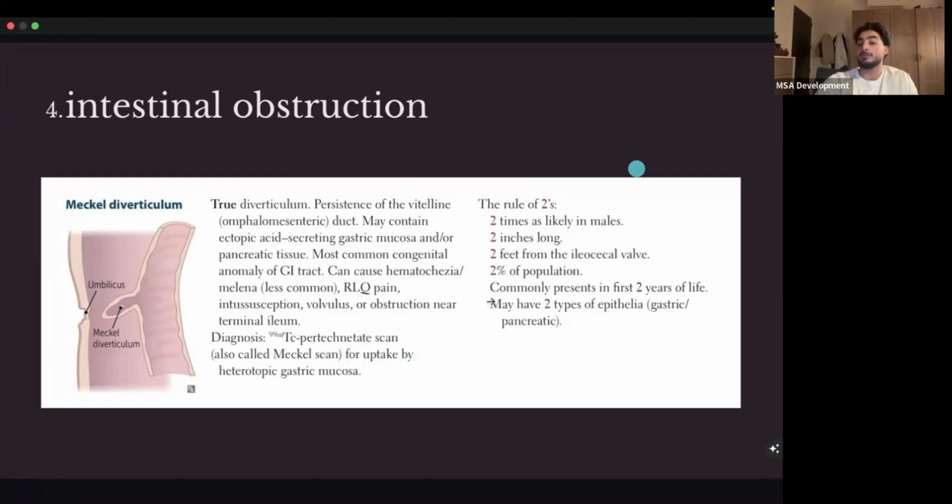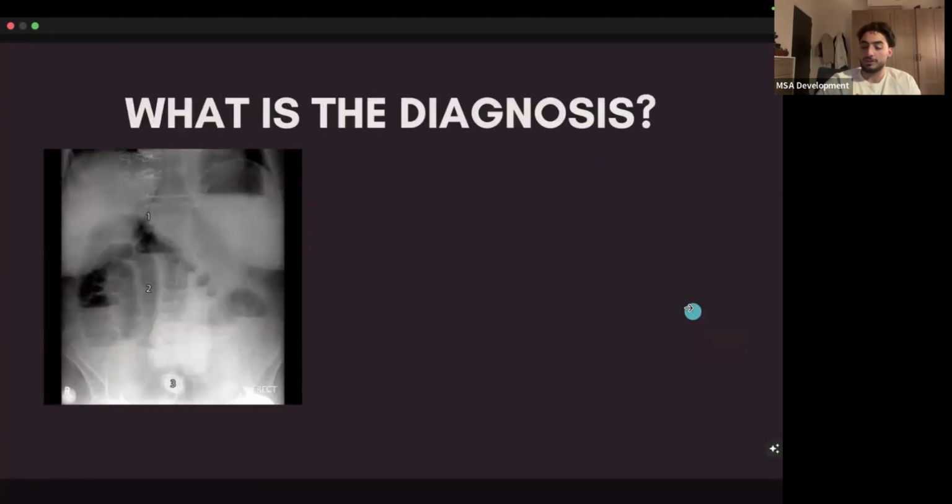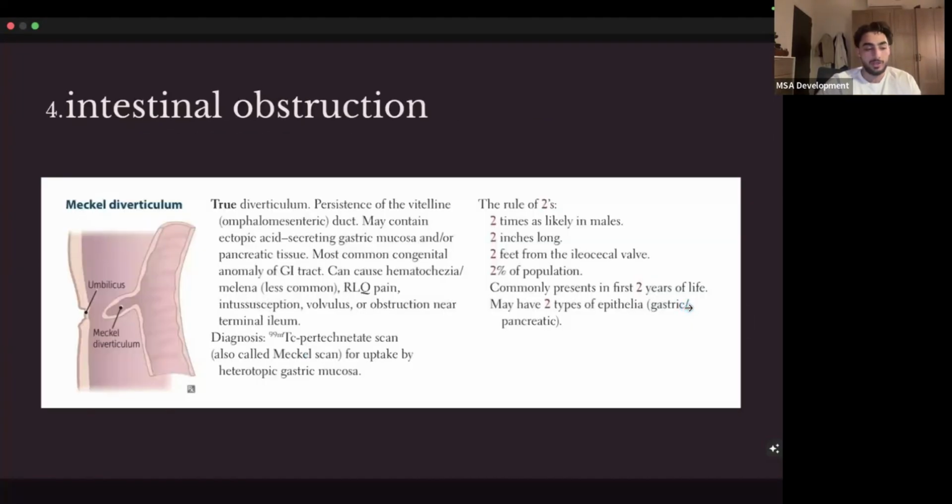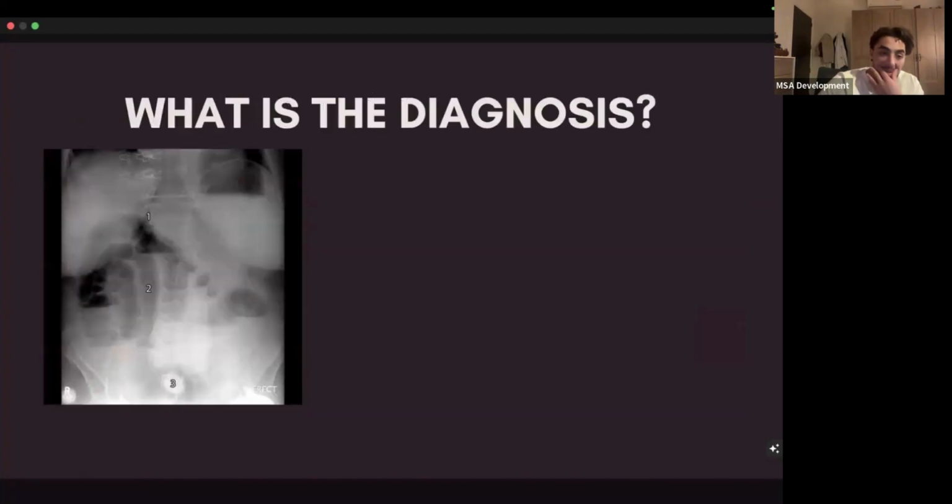All right, and we characterize it by the rule of twos. So it's two times more likely to form in males. It's 2 inches long. It's 2 feet away from the ileocecal valve, so it is in the terminal ileum. 2% of the population, and commonly presents in the first 2 years of life and has two types of epithelia, gastric and pancreatic. All right, now, who can tell me what the diagnosis is here?